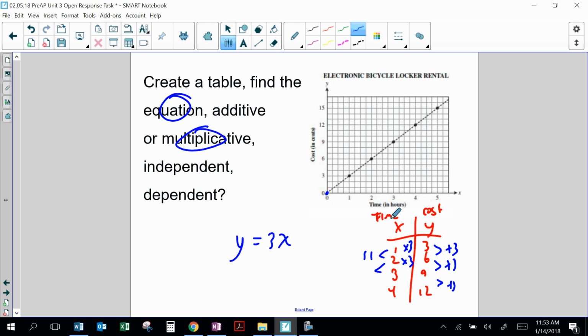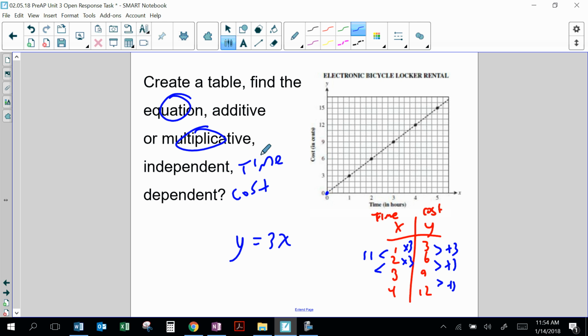To find the cost, it depends on the time. So this is about electronic bicycle locker rental. To find the cost, it depends on how long you rent it. So the dependent must be the cost, while the independent is the time.